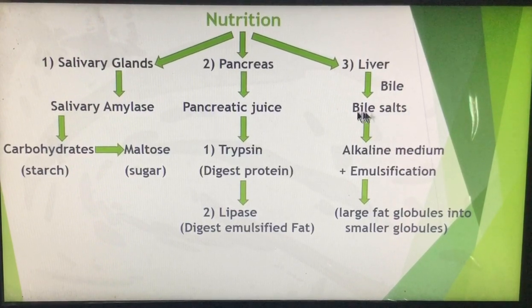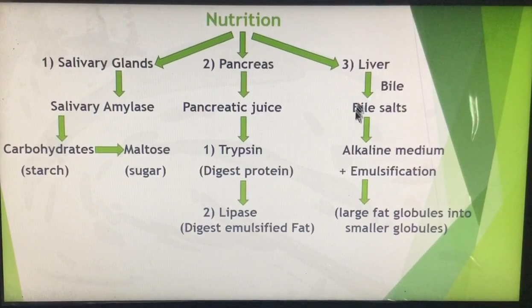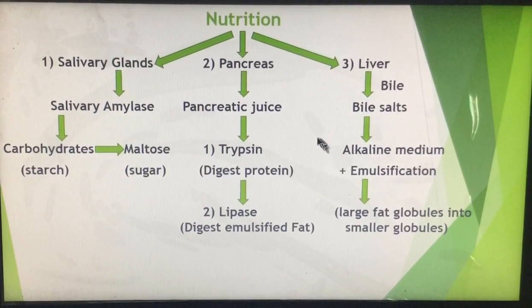It contains bile salts. This bile is poured into the intestine, like pancreatic juice is also poured into the intestine. Now the function of the bile is to make the medium in the small intestine alkaline. What creates alkalinity? That is the bile salts.